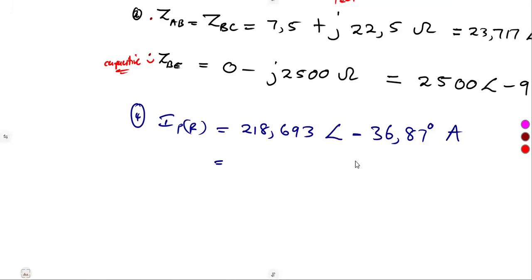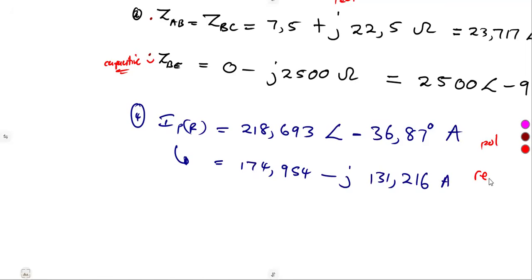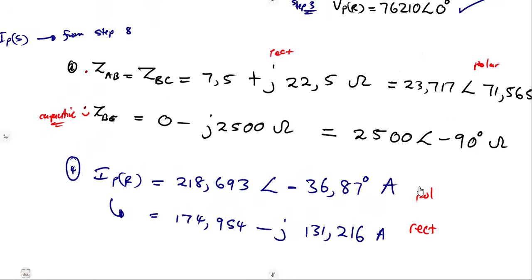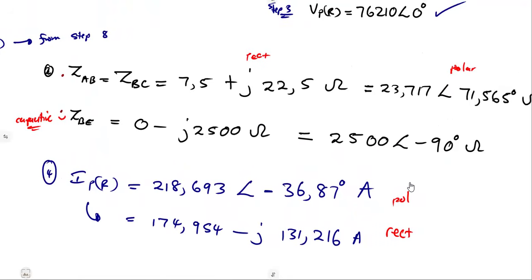So that's it on that step of finding the receiving end phase current, which we can also convert to rectangular form. On your calculator, that gives you 174.954 minus j131.216. Remember, guys, try by all means to work with both rectangular and polar form. That is it on step number 4, determining the receiving end phase current.